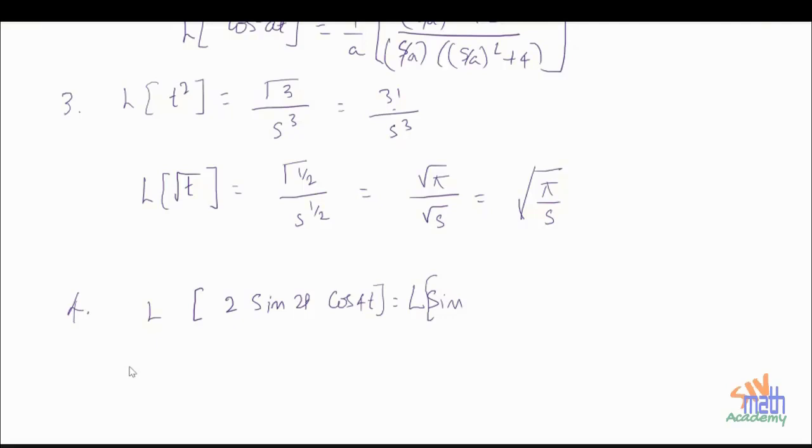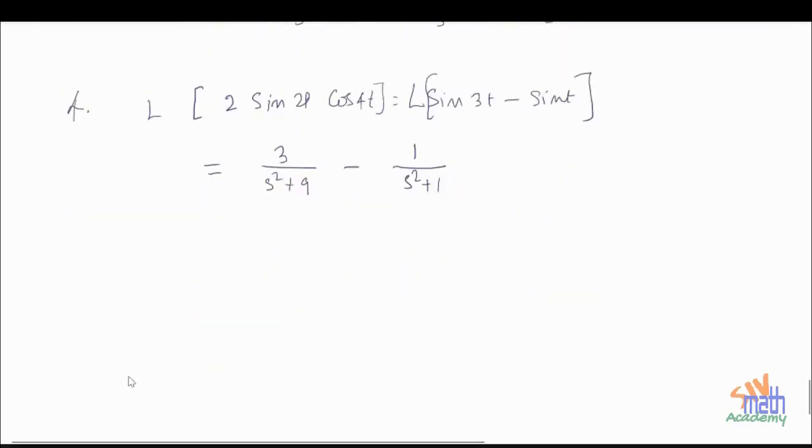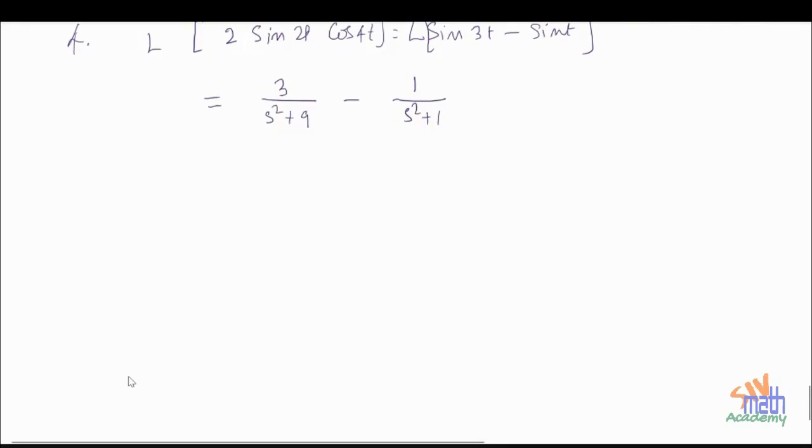If you substitute, finally you will be getting sine 3t, because 2t plus 4t upon 2 is 3t, plus sine minus t. Sine minus t is minus sine t. This is what you are getting. So it is equal to sine 3t, which is 3 upon s square plus 9, minus sine t, which is 1 upon s square plus 1. By formula substitution, a is equal to 1 here, a is equal to 3 here, a upon s square plus a square. So you can simplify this and finalize the answer over here. Similarly you can carry on the remaining problems.